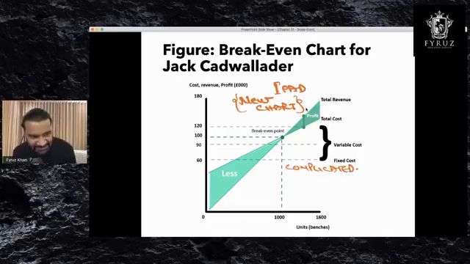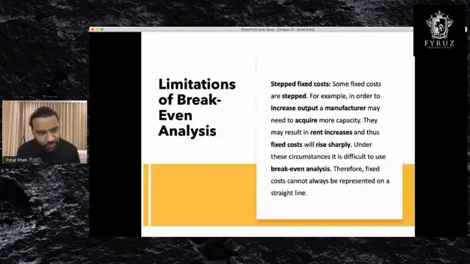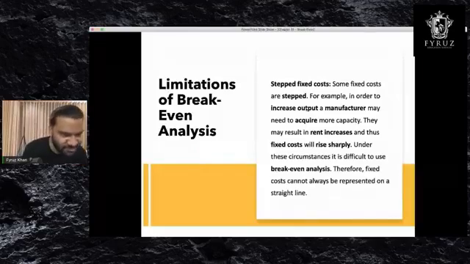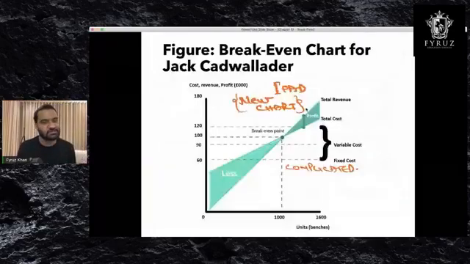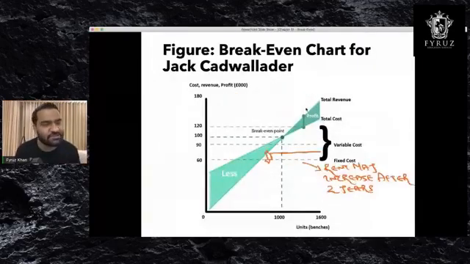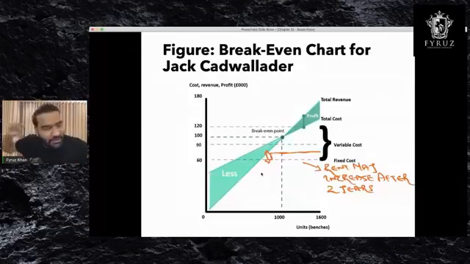Last but not the least, it does not display stepped fixed cost. Stepped fixed cost means your fixed cost may change after 2 years, so they don't show that. They will show that fixed cost always remains the same for a lifetime, but that's not certain. Fixed cost will change after a certain period of time, right?